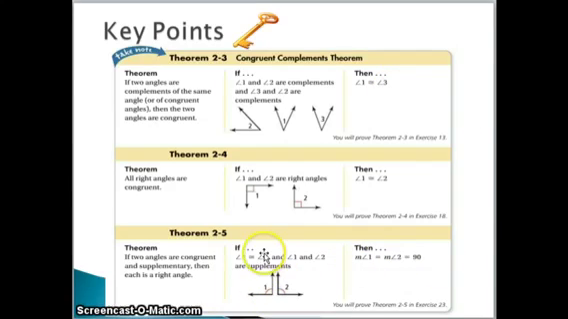Last one, if two angles are congruent to each other and they are supplementary, then they are both right angles. So this is kind of like a reverse proof for 2-4. Okay, and that's it for the video.